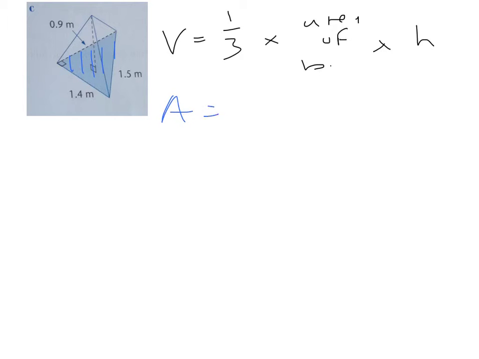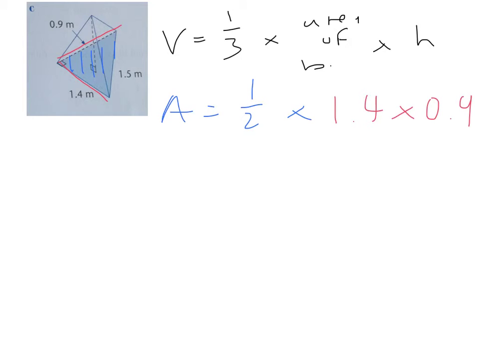To get the volume of this pyramid, remember we have to do 1 over 3 times the area of the base times the height. In this case, we want to make sure we get the area of the base first. In this case, that was this triangle. So the area of a triangle is half times base, which will in this case be this line right here. That's 1.4 times the height, which in this case would be the line right here at the right angle. So that's going to be 0.9.